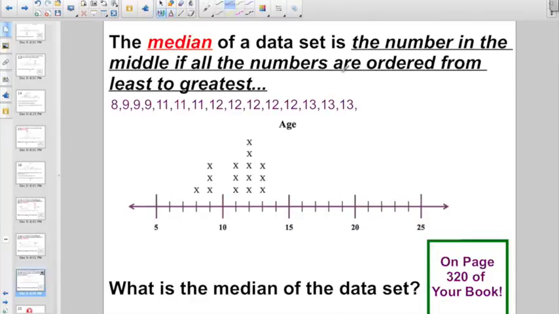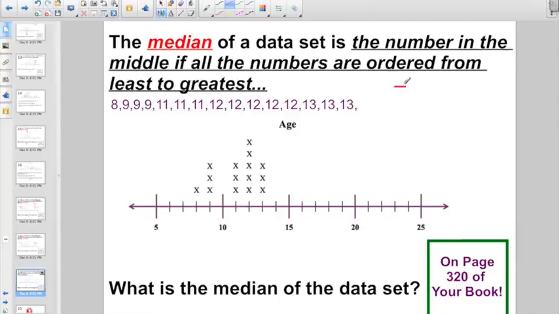I'll give you a little hint. If it's an odd number, it makes it kind of easy. So do I have an even or an odd number here? 1, 2, 3, 4, 5, 6, 7, 8, 9, 10, 11, 12, 13, 14, 15. Yay!